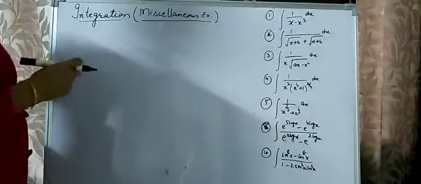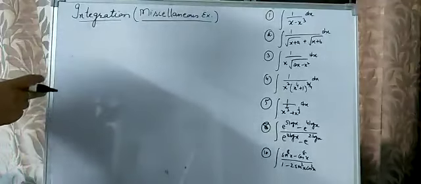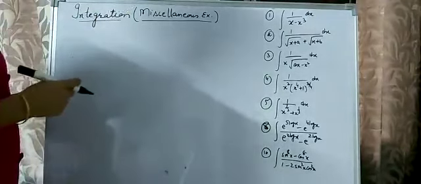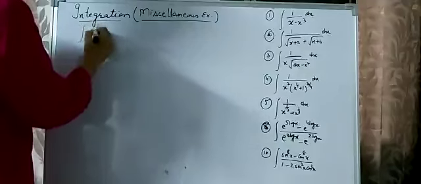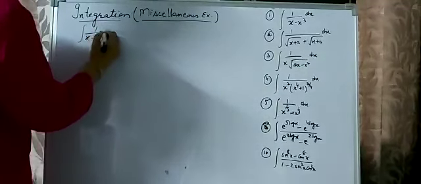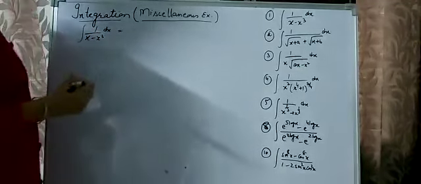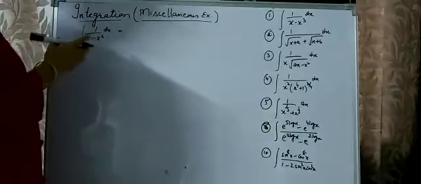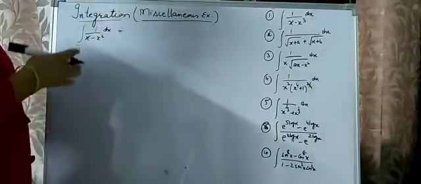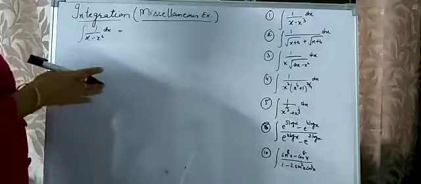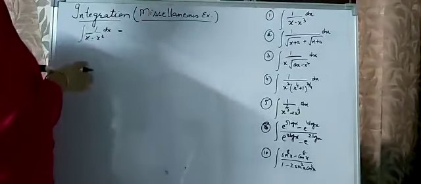Today I am going to discuss some questions of the miscellaneous exercise. Now look at here, its first question. This is 1 upon x minus x cube. I am discussing their starting points and the concept which is different to these questions, and after that you can complete all these questions yourself.